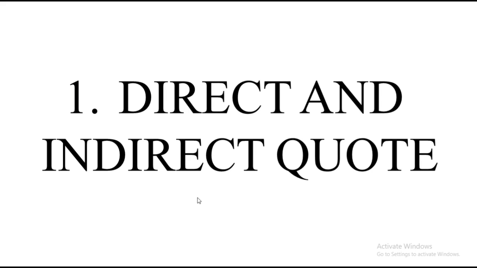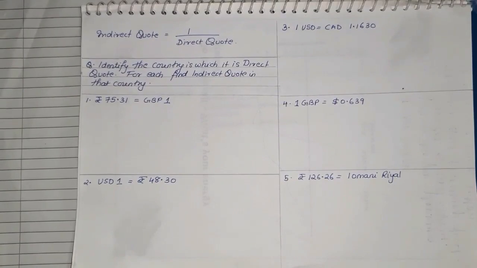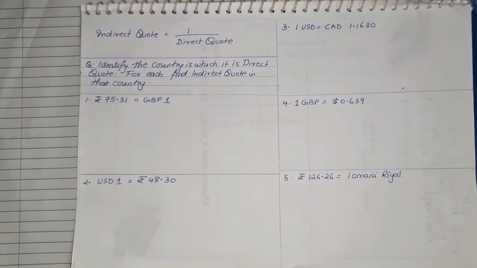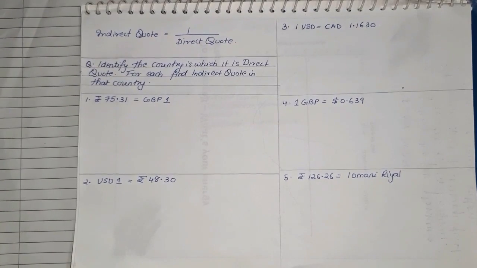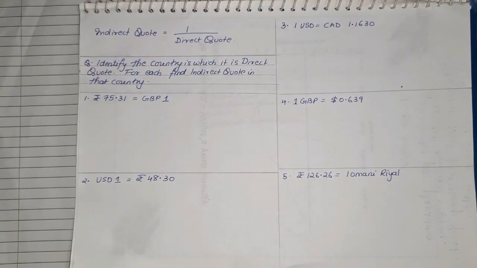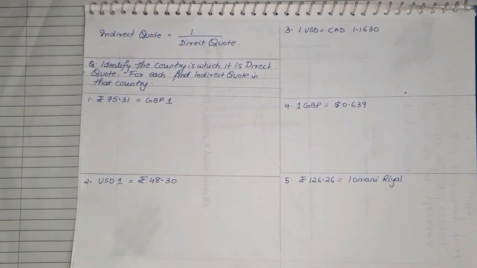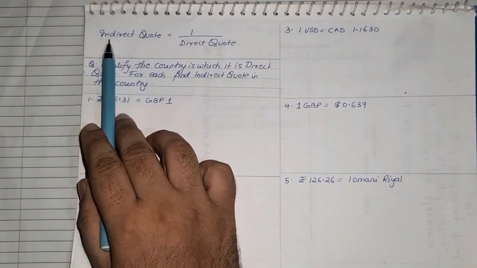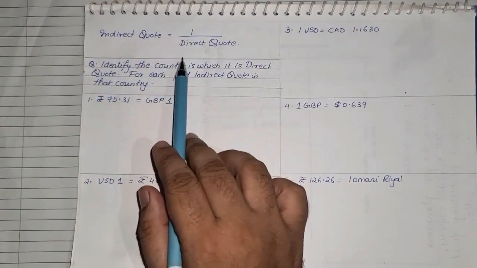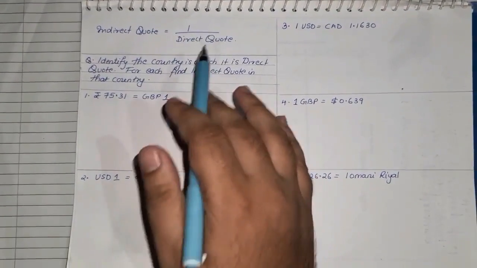Okay, the first type is based on direct and indirect quote. So let us see how to solve that. Now, let us learn how to identify in which country the currency which is given is in direct quote, and once we are able to identify that, how to calculate the indirect quote. Very first, the formula is that the indirect quote is equal to 1 upon the direct quote, whatever the rate they might have given you.